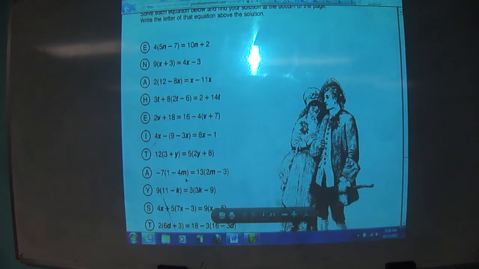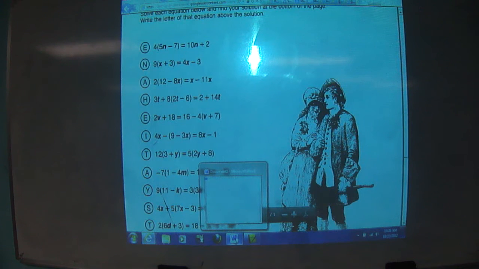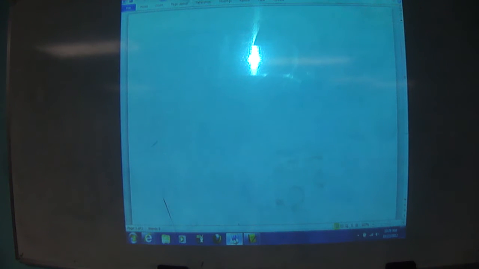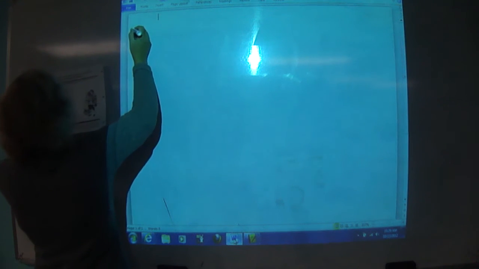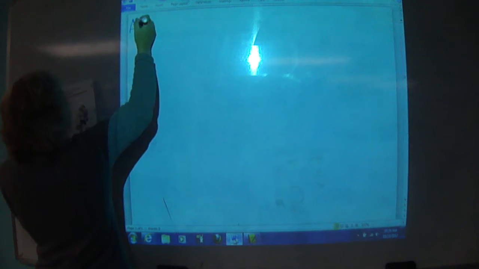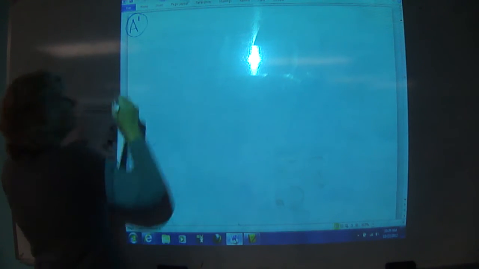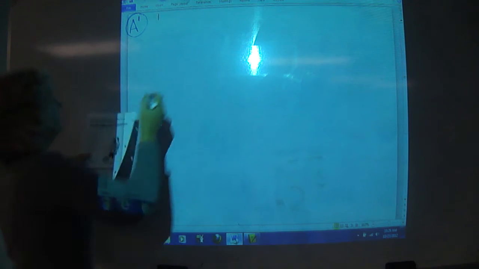And then, so we're going to go down to the second letter A. See it here? It's the -7 times quantity 1 minus 4m. That looks appropriately ugly, doesn't it? Yeah. It really looks icky. So, this is the second letter A, so I'm going to call it A prime. So it's like A with a little 1 next to it.